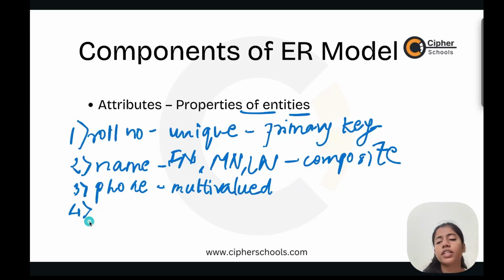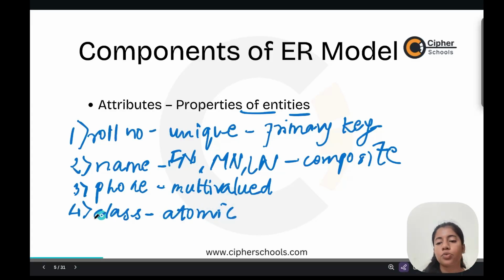And then what we discussed was class. Now we cannot divide the class further into different parts, right? If it is first class, second class, third class. So this class attribute was a simple attribute, like an atomic attribute, which you cannot divide further. So this is an atomic attribute.